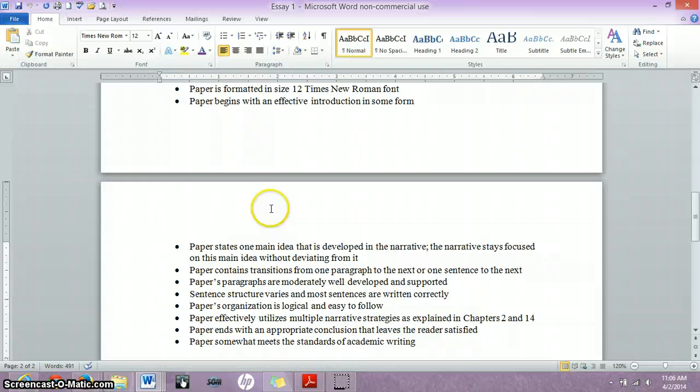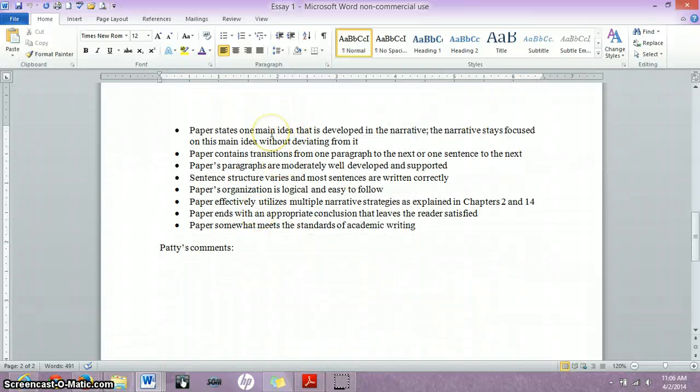Make sure you introduce in some way. Keep your paper focused on only one main idea. Don't deviate from that main idea. Use transitions. Develop your paragraphs appropriately. Use varying sentence structures so that you can vary your writing a bit. Have a good paper organization based on your purpose and your information.